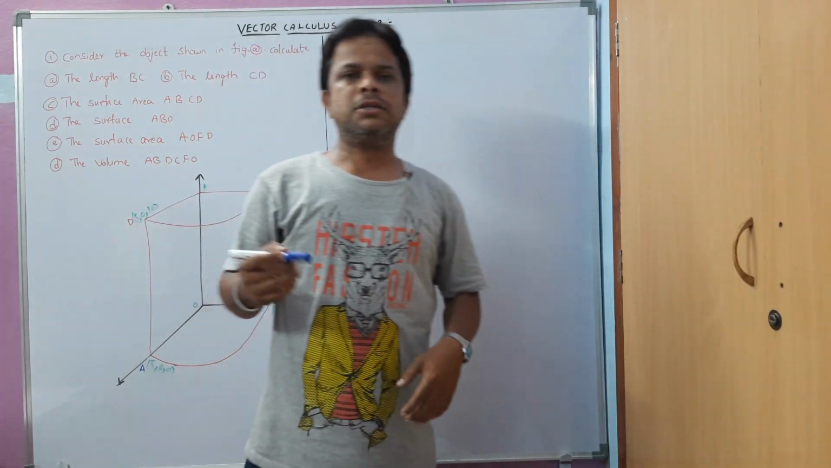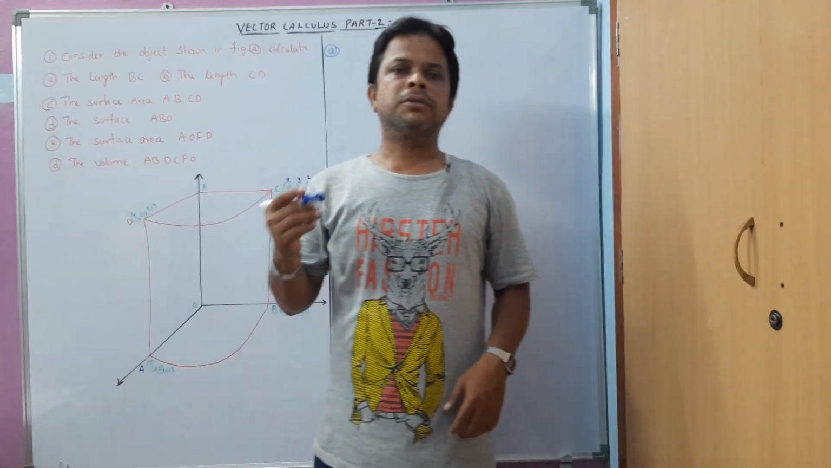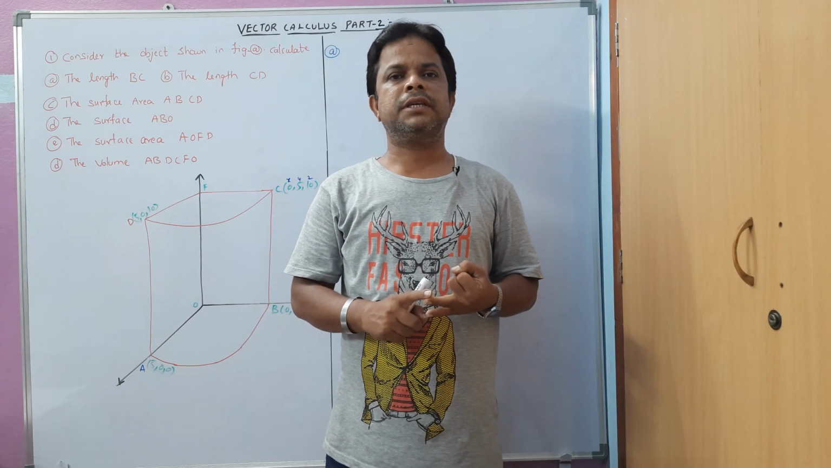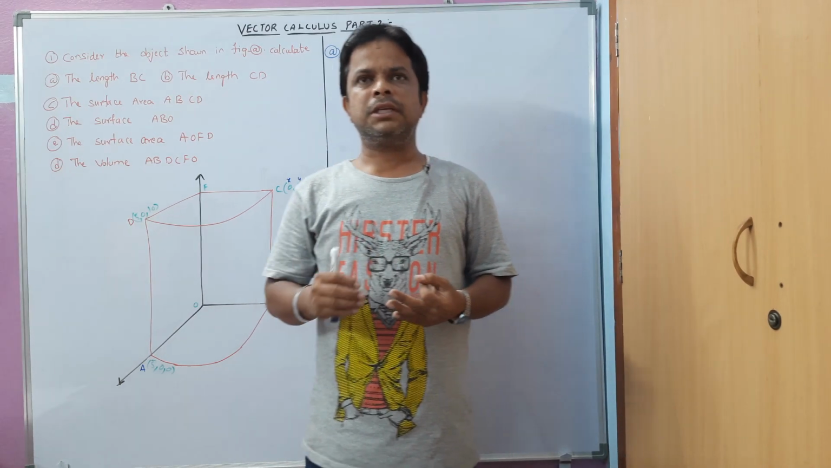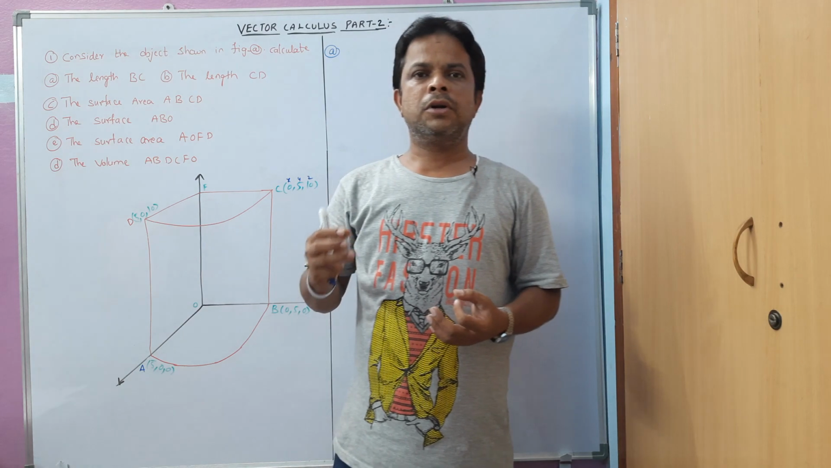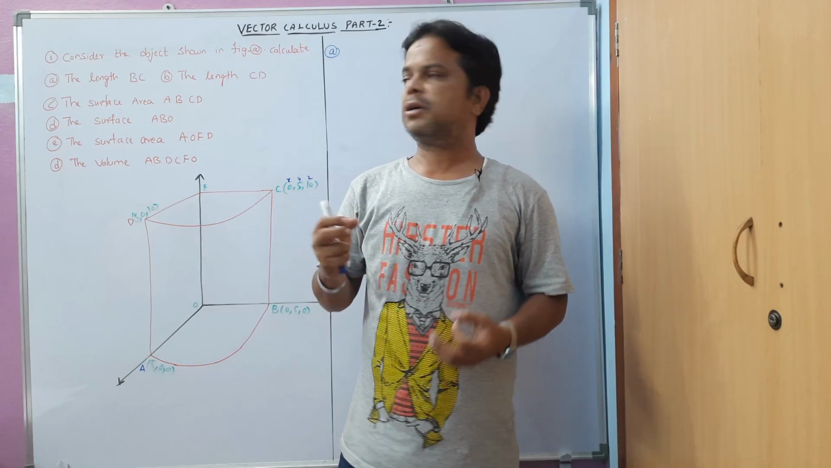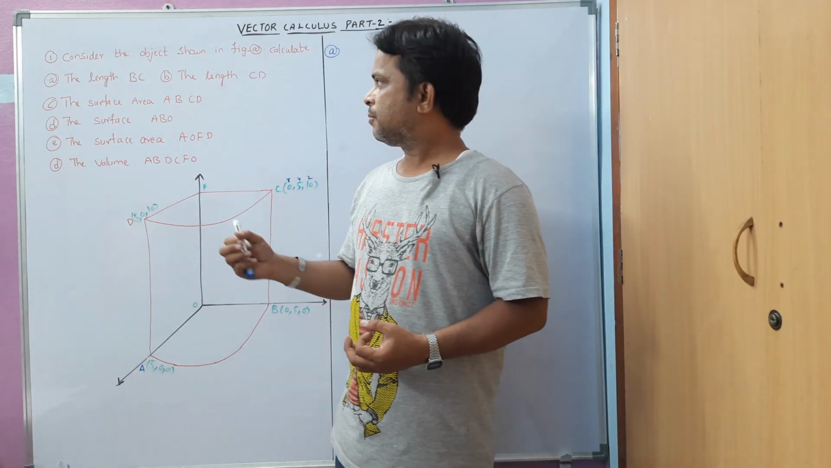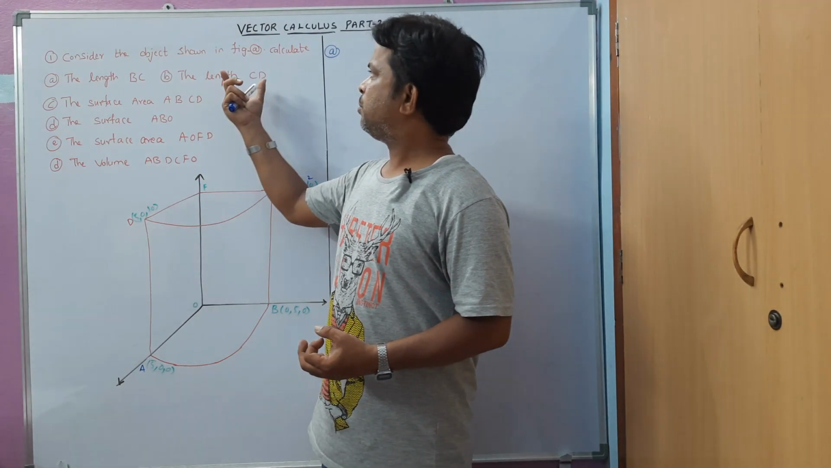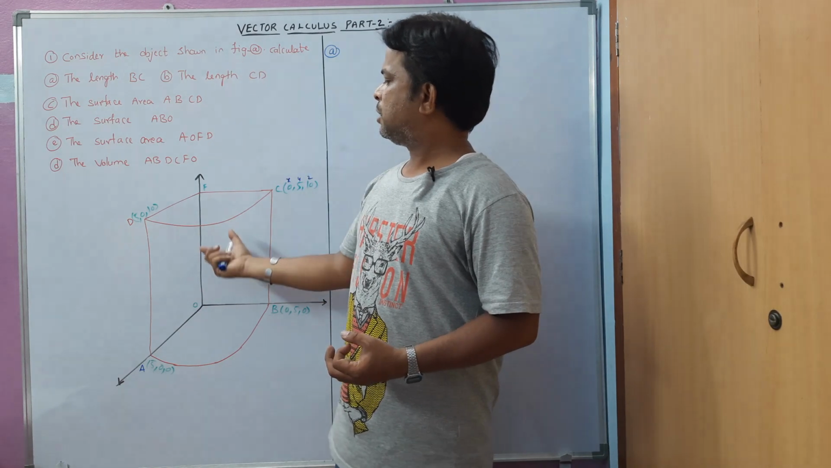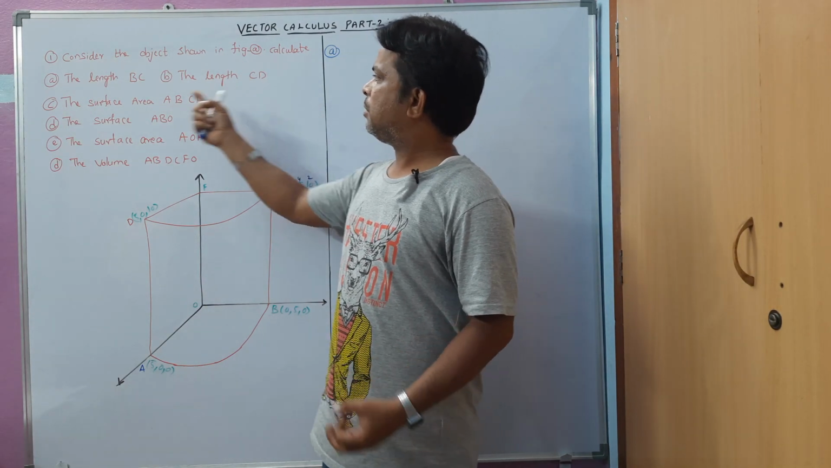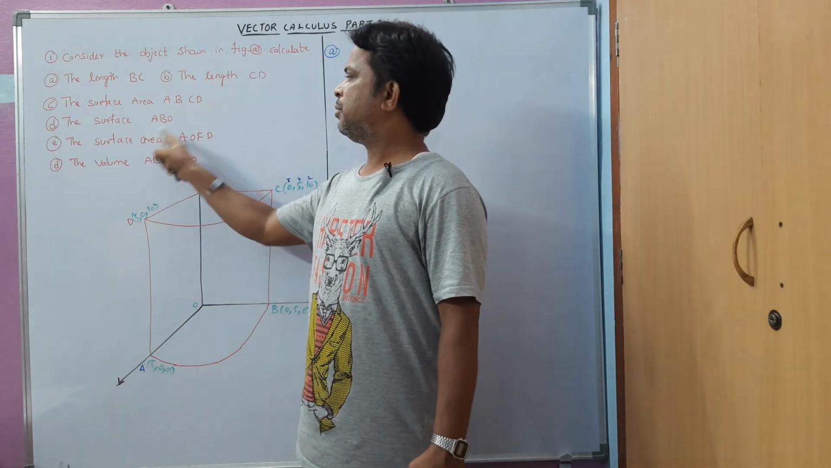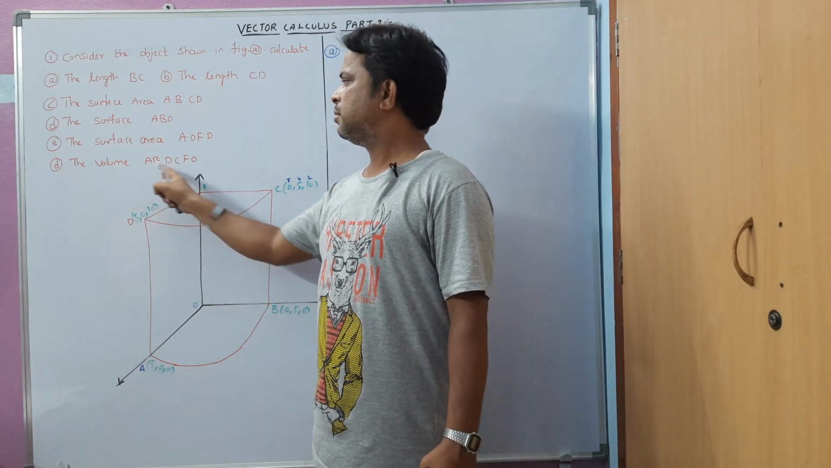In the last video lecture, we saw the concept of the differential length, differential surface area and differential volume. So in this lecture video, we will try to do some problems related to the concepts we discussed in the earlier lecture video. Now for that I have considered one problem as shown in the figure. Calculate the length BC, length CD, surface area ABCD, surface area ABO, surface area AOFD and the volume ABCDFO.